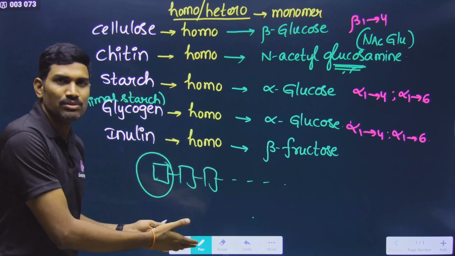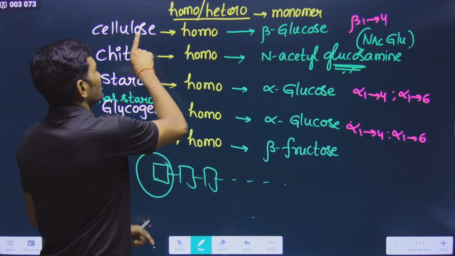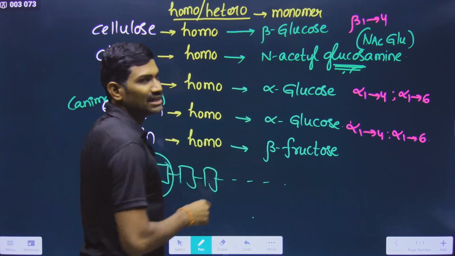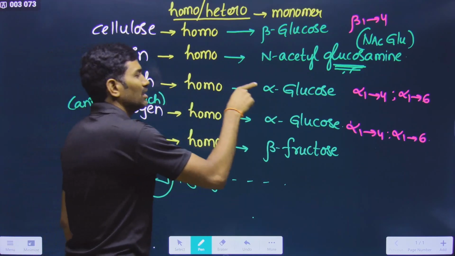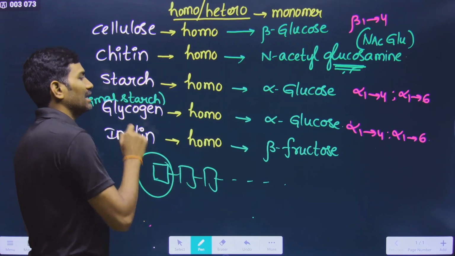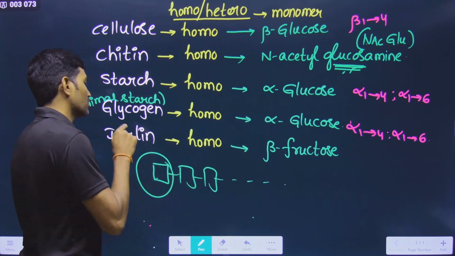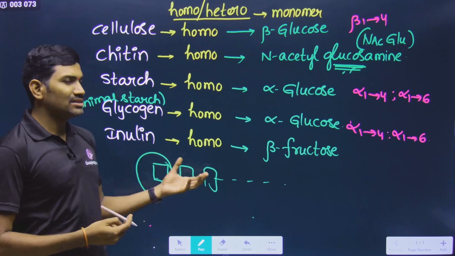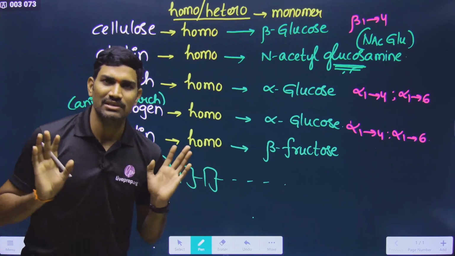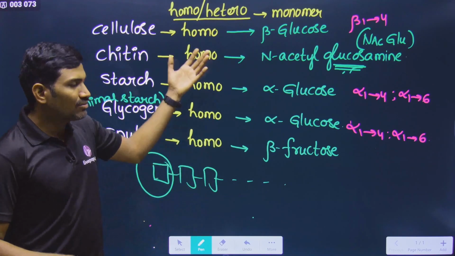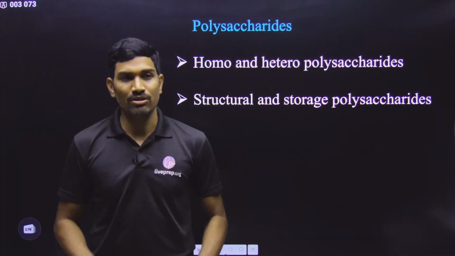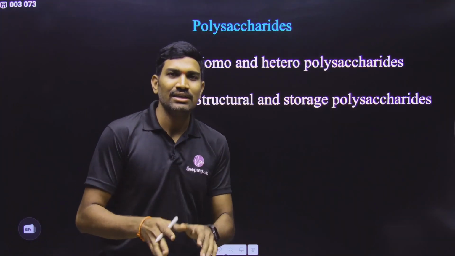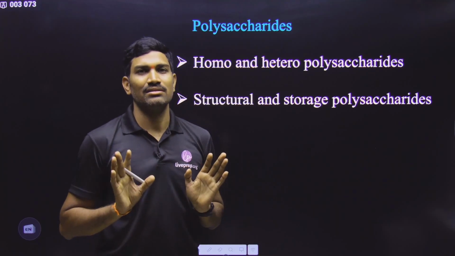All these 5 examples are homopolysaccharides. Cellulose is a polymer of beta glucose, chitin is a polymer of N-acetyl glucosamine, starch is a polymer of alpha glucose, glycogen is a polymer of alpha glucose, and inulin is a polymer of beta fructose. So in all of these, only a single type of unit is present. This is what decides whether it is a homopolysaccharide or a heteropolysaccharide. In this way, we are writing the examples here.